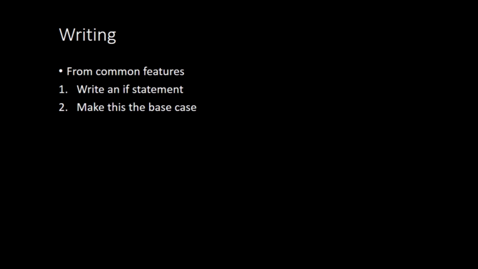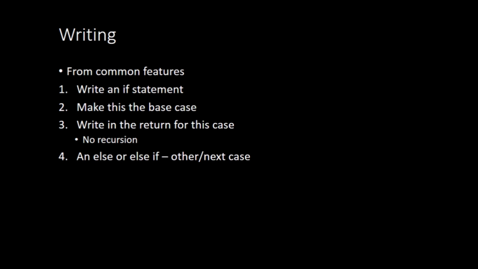When writing a recursive method, it is easy to refer to the common features. So we start by writing an if statement, and we make this initial if statement the base case, being the simplest case with no recursion. And when we then write the return for this case with no recursion, we then do an else or an else if for any other or the next case. This will be the if statement that has the recursion in the return value.